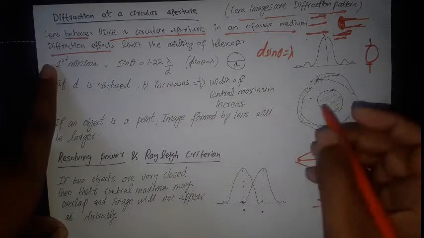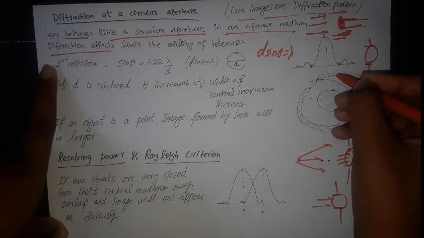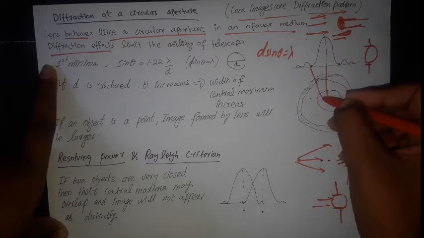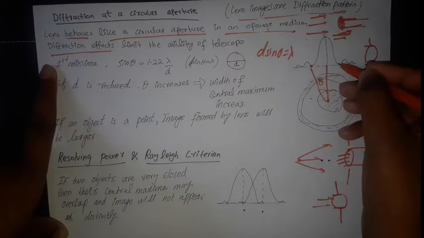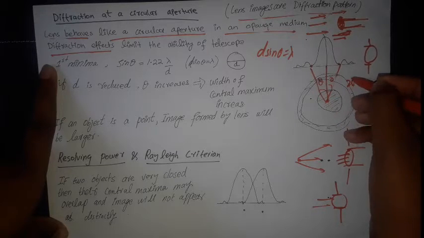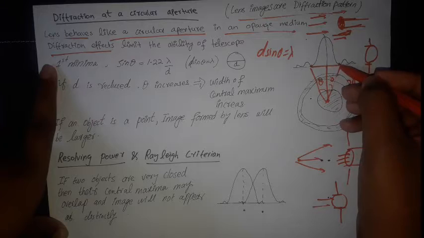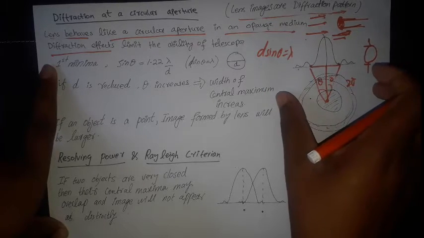So you know that this is the first minima and this is also the first minima, and here we have our object or we have slits. So this angle is basically the angular position. This is theta, this is theta, and this 2 theta is basically the width of this central maximum. If this theta is large, then we have a wide principal maximum.